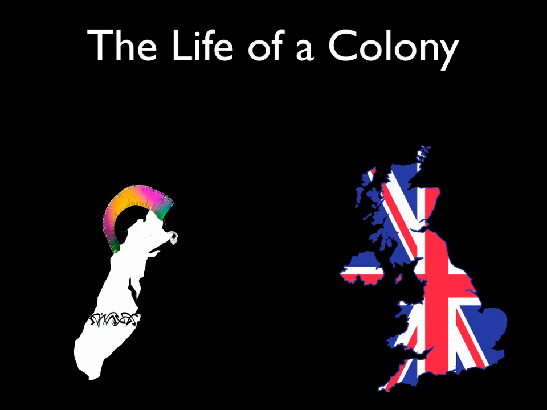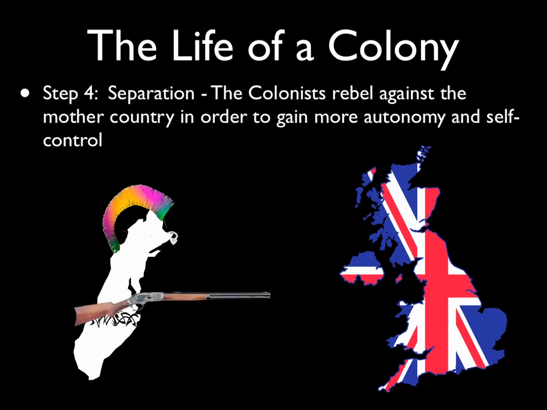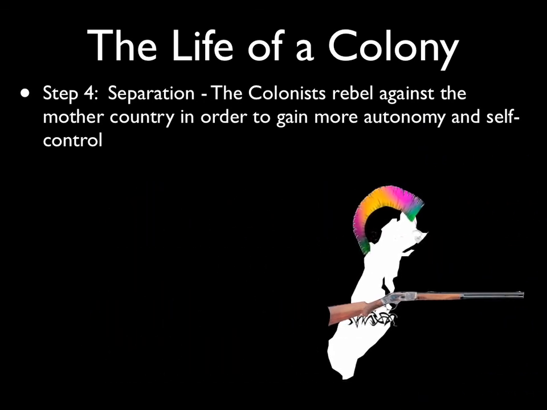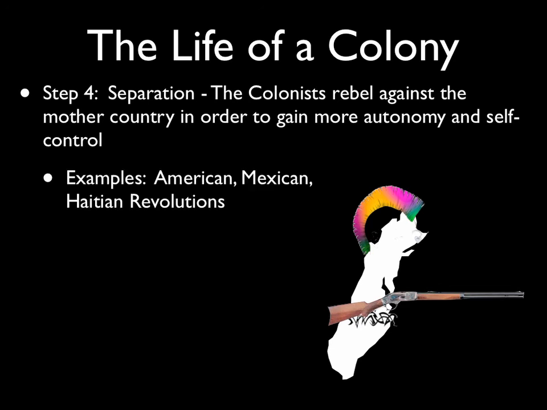Now, the final stage, step 4, results in that final separation. In this step, the colonists stage a revolution against the mother country. Usually this is motivated by a desire for greater autonomy or self-control. The American, Mexican, and Haitian wars for independence are all examples of this final step, which brought an end to the life of the certain colonies in the New World.